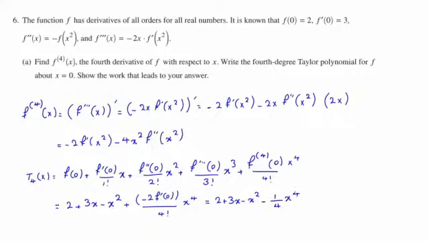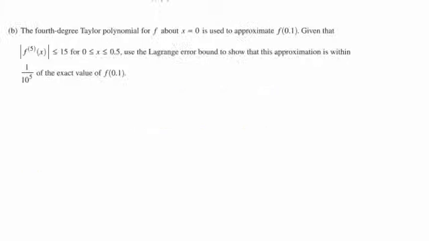And okay, let's solve part B. It says the fourth degree Taylor polynomial for f about x equals 0 is used to approximate f of 0.1, given that the absolute value of the fifth derivative of f is at most 15 for x from 0 to 0.5. Use the Lagrange error bound to show that this approximation is within 1 over 10 to the 5 of the exact value of f of 0.1.